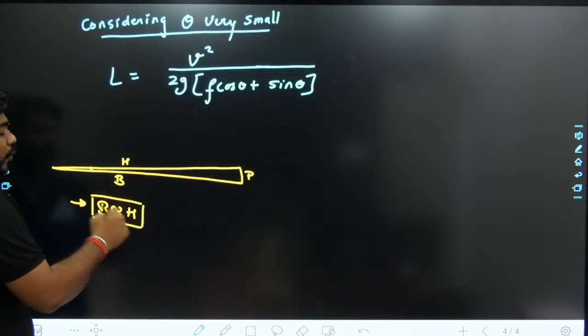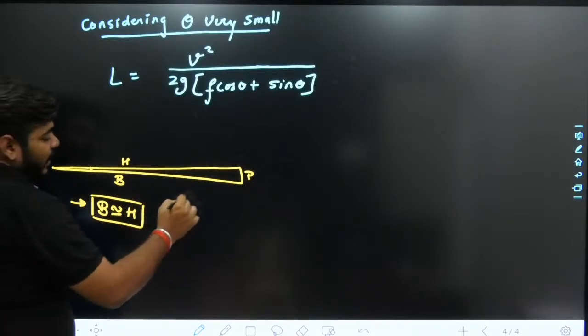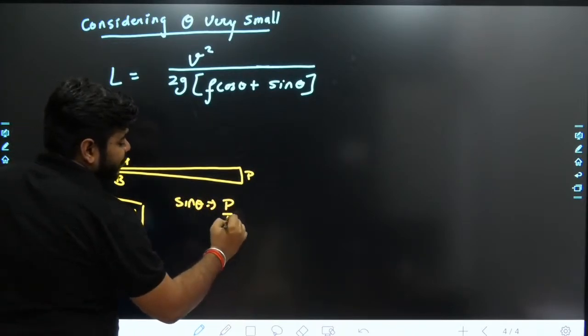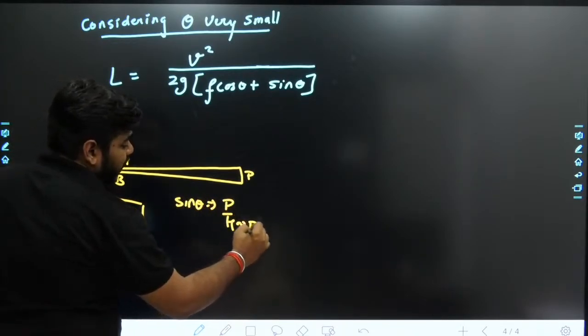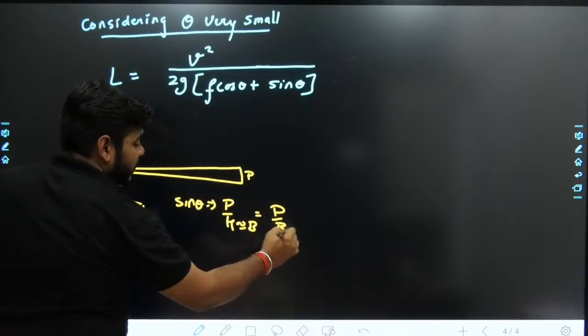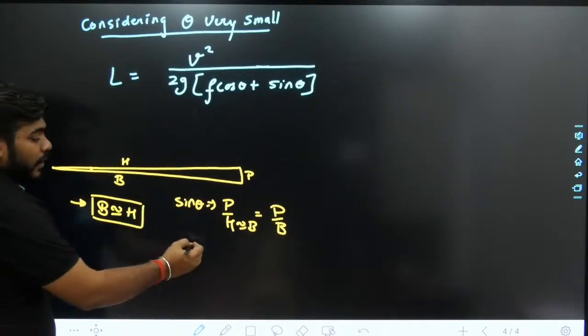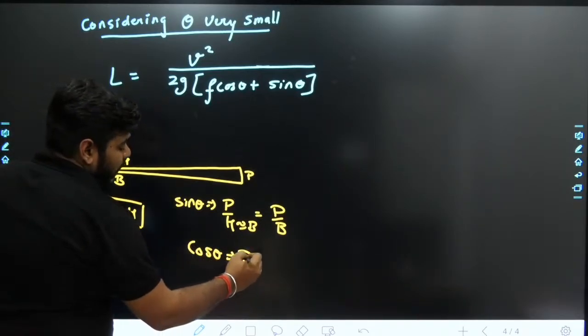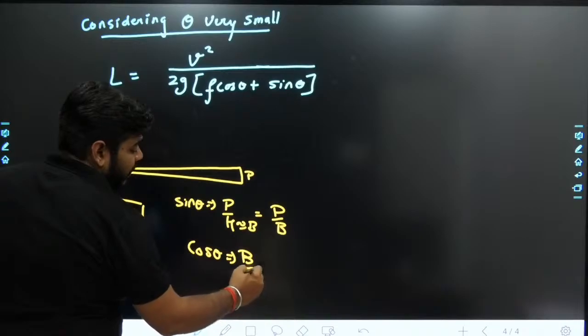And if you can write this base as the hypotenuse value, you know that sin theta equals P by H, and this H can be written as B. So this expression can also be written as P by B. Now if we talk about the cos theta value, you know that this value is B by H.